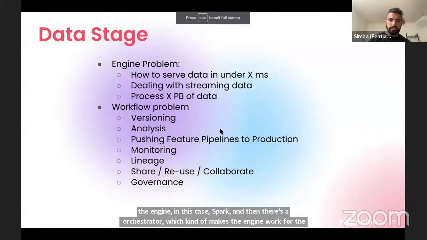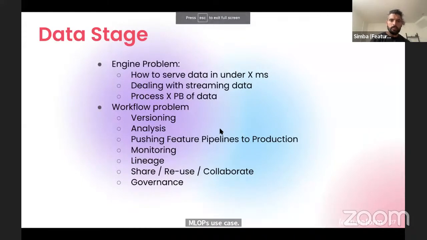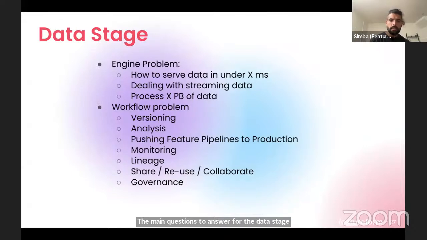The main questions to answer for the data stage, for the engine, is how big is the data? Do we have streaming data, which is obviously going to come with its own set of tools? What's our latency requirements? Is this a batch problem? Batch scoring is completely different. If it's real time, then yeah, we're gonna have to think about serving features under a certain level of latency.